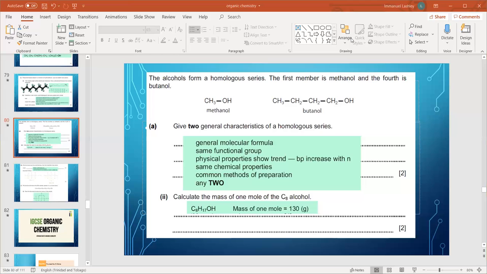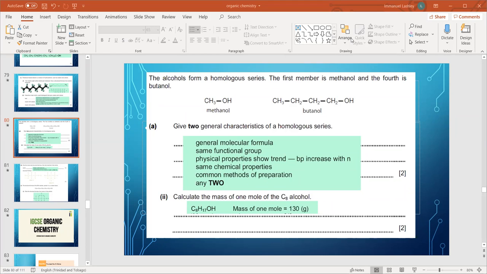So the boiling point increases as the number of carbons present also increases. They have similar chemical properties, and the same method is used, generally speaking, when trying to prepare them. All right, so as you go from methanol to propanol to butanol to pentanol to hexanol, they have the same general molecular formula. They have the same functional group, which is the alcohol OH group, right?